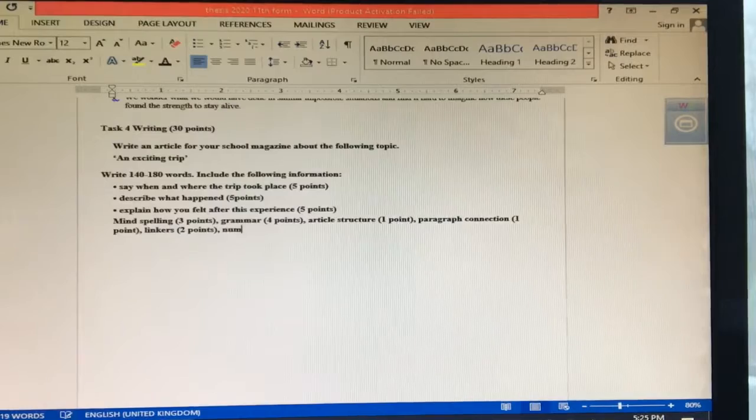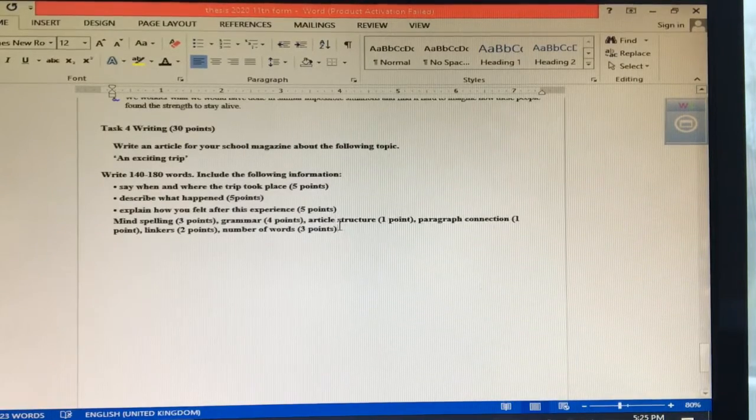And the number of words which the students have, and we have to count them. So how many we have here? 15, 23, 24, 27, and then you have, yes, 30 points. You have 3 points for the number of words.